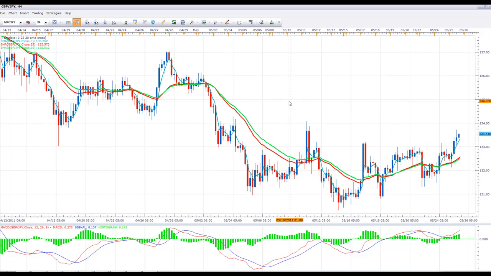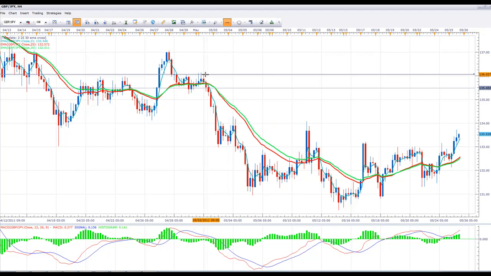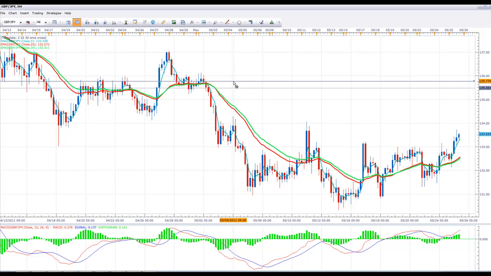Okay, so for this particular entry, the blue crosses below, and we would put our entry in at the close of this candle, and you could see that the entry would be right there. And we would put our stop loss above the entry candle. So our stop loss would be right there. So that's a relatively tight stop. 135.40 is the entry, 135.84 is the stop.